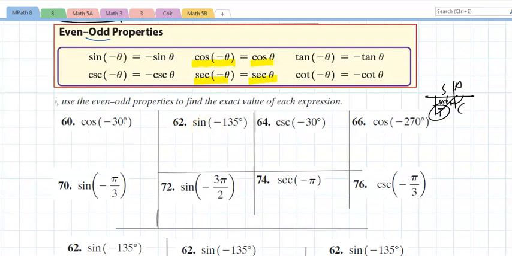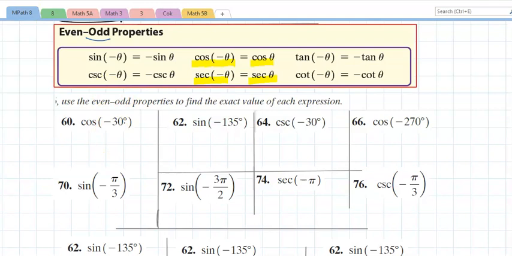Keep in mind, if the angle is positive, that doesn't mean that the cosine of that is positive or negative. If the angle is negative, that doesn't mean anything. What matters is which quadrant it falls under, and that tells you whether you have a positive or a negative. So let me make use of this.